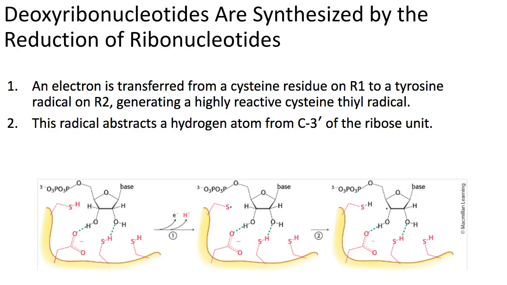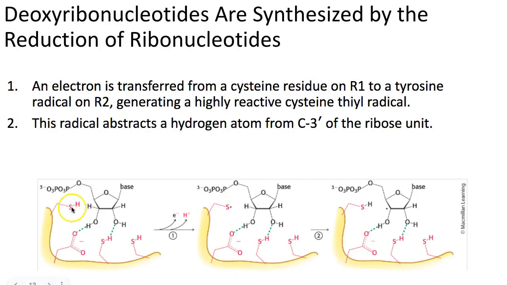And so now we move on to the deoxyribonucleotides, which are synthesized by the reduction of ribonucleotides. This happens in several steps, where in the first step an electron is transferred from a cysteine residue on R1 to a tyrosine radical on R2, generating a highly reactive cysteine thiol radical, and that is right here.